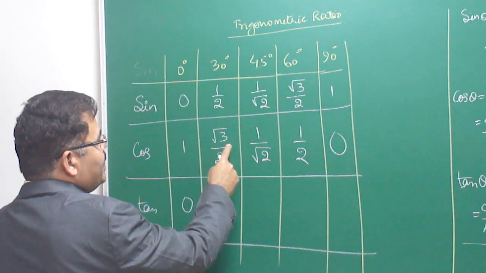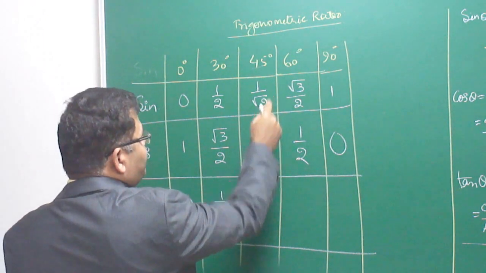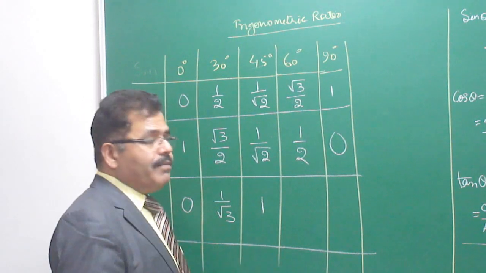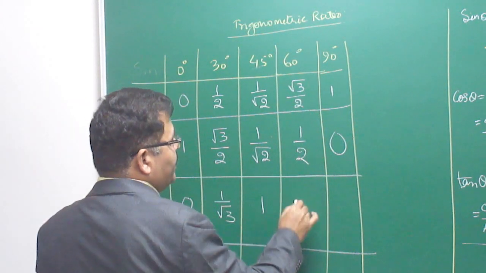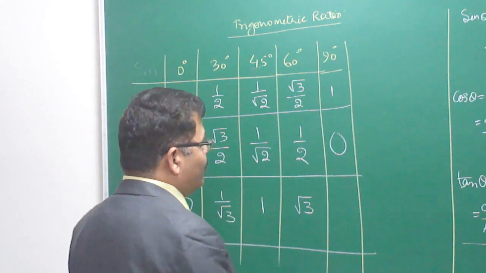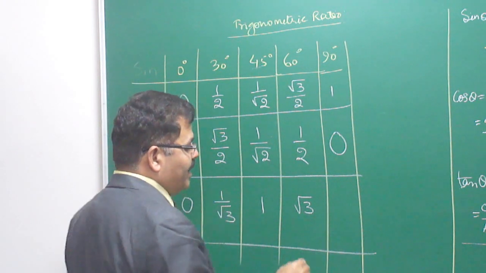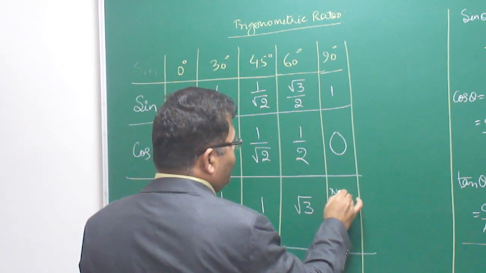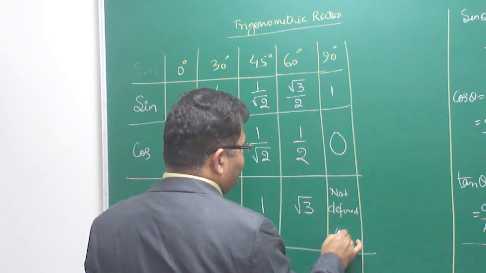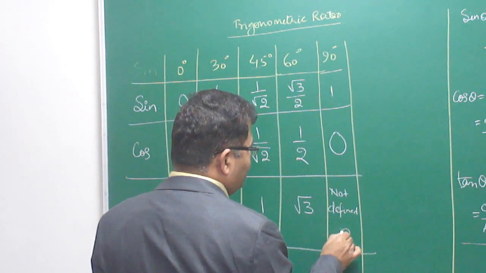1 by 2 divided by root 3 by 2, you will get 1 by root 3. Same thing, 1 by root 2 divided by 1 by root 2 is nothing else but 1. And root 3 by 2 divided by 1 by 2 is root 3. And 1 divided by 0, something divided by 0 is not defined. So you can write here, not defined, or you may write another term that is called infinity.